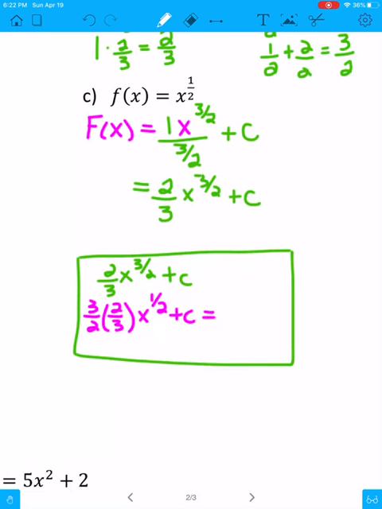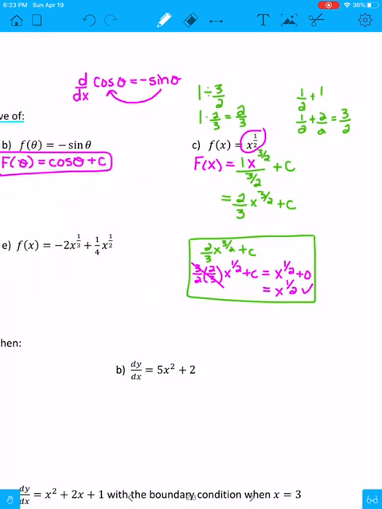So what do I get? These cancel, x to the half. And then the derivative of a constant is just 0. So it's x to the half. And then I check and see if my question was that. Look, my question is x to the half, so I know I did it right. So the great thing about antiderivatives is you can take the derivative of them and see if you get the question. And if you get the question, then you did the whole thing right.